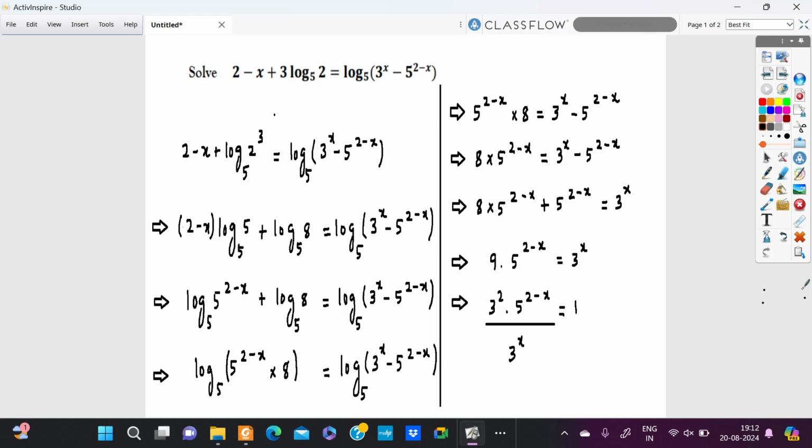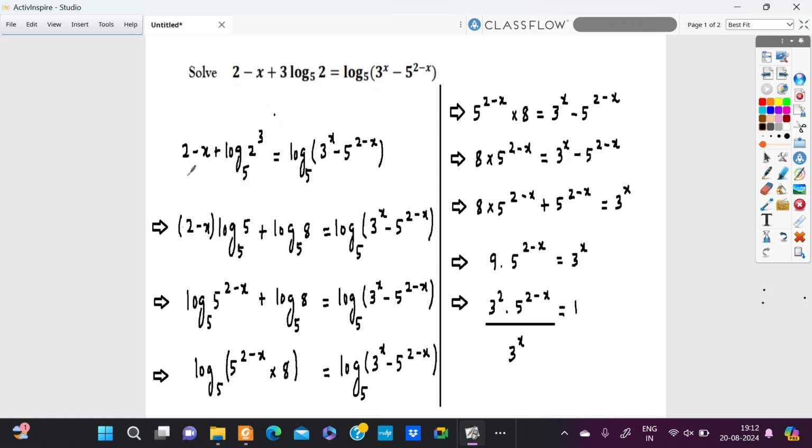This is a nice question in logarithms. It might be easy to solve but has very interesting techniques I just wanted to discuss with you. The given equation to be solved is (2 minus x) plus 3 log 2 to the base 5 is equal to log (3 to the power of x minus 5 to the power of 2 minus x) to the base 5.